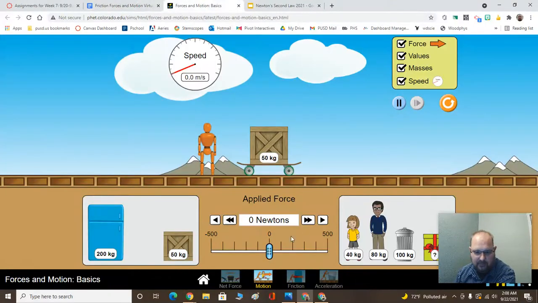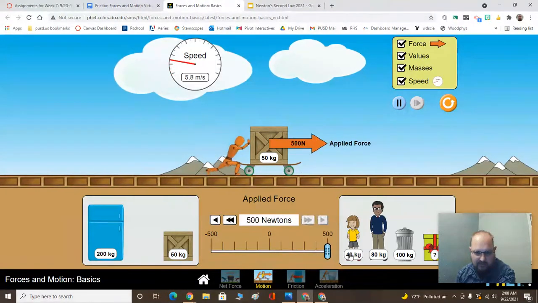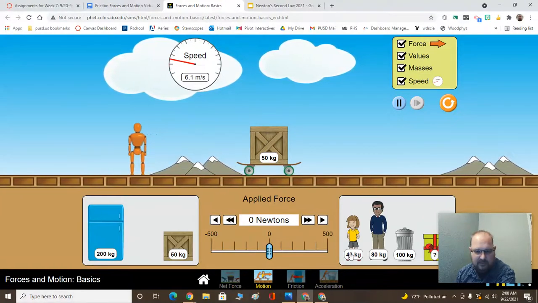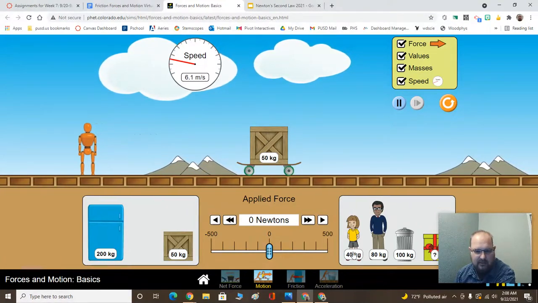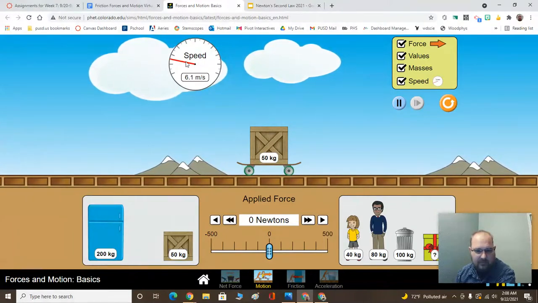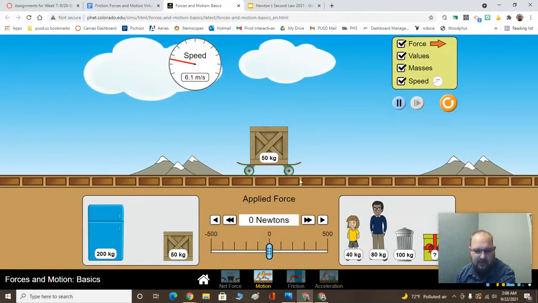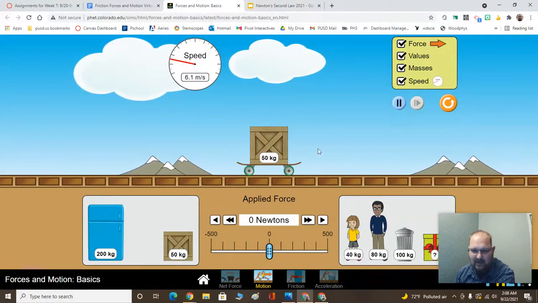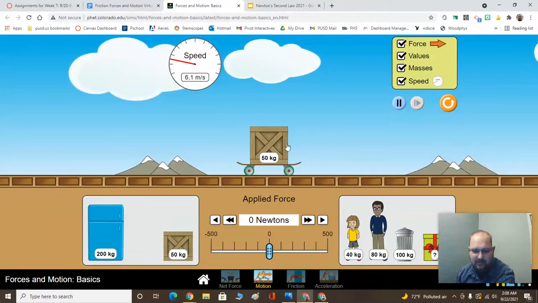So if we go ahead and apply just the full 500 newtons and release it, then we will see that it will maintain constant speed, right? Nothing is happening to it here. It is not slowing down. It is not speeding up. It is maintaining constant speed in this case.